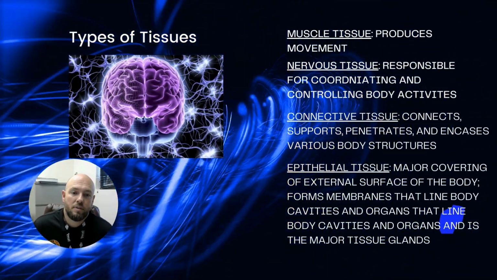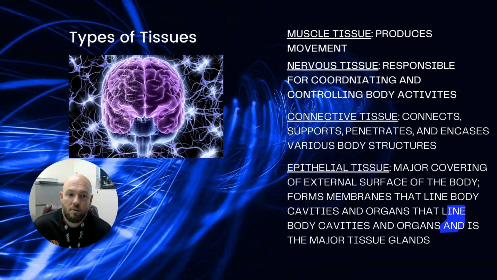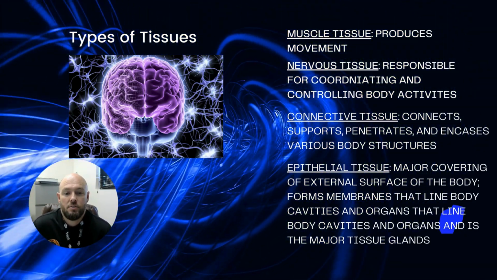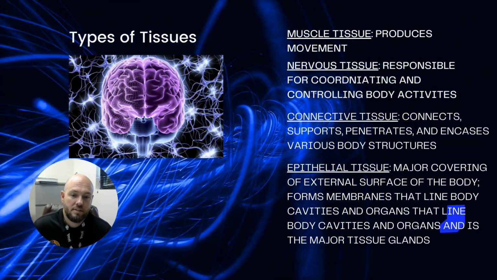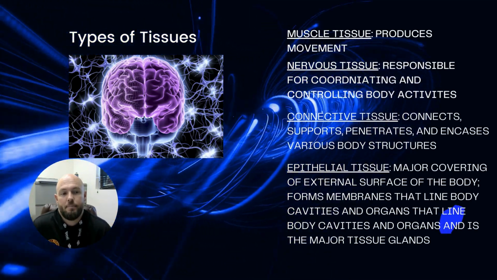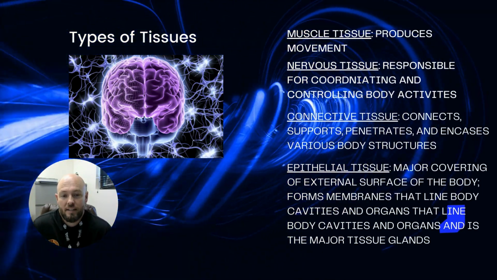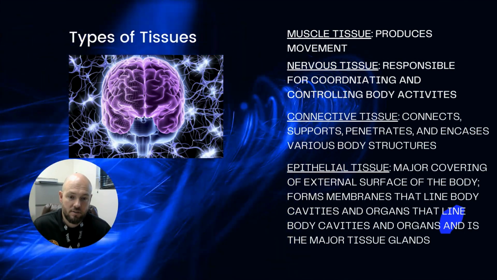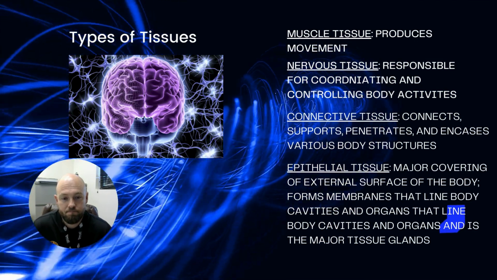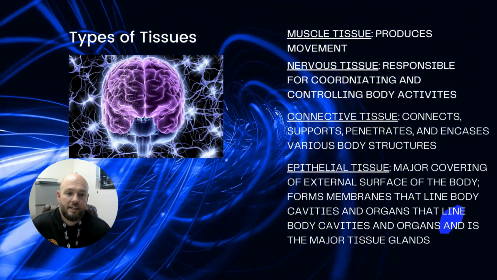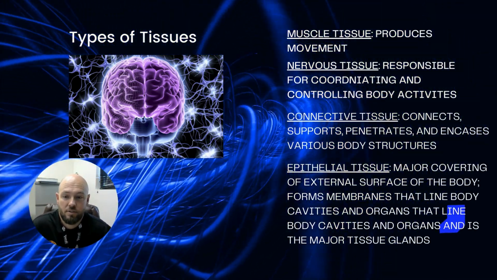So let's talk about some of those specific types of tissues. Muscle tissue, you have a bunch of cells that grow into muscle tissue. Muscle tissue is unique because it typically produces movement. It's the only type of cells that can produce movement of the body. Nervous system tissue. So this is responsible for coordinating and controlling body activities, sending and receiving signals from different parts of the body to the brain, and from the brain to different parts of the body, or the central nervous system.